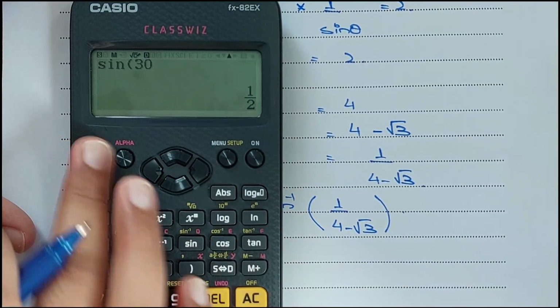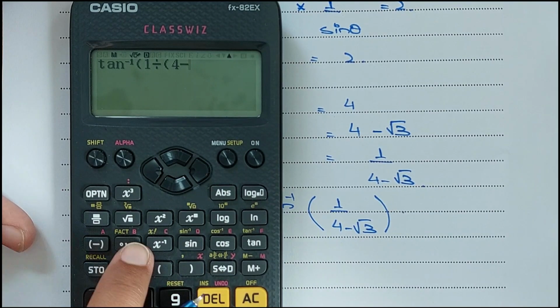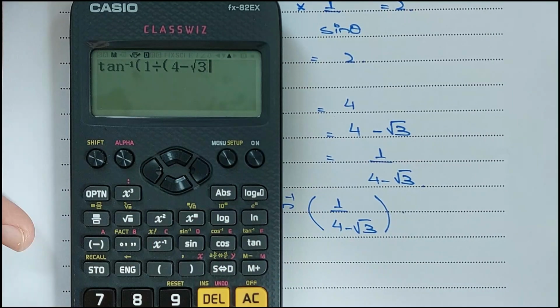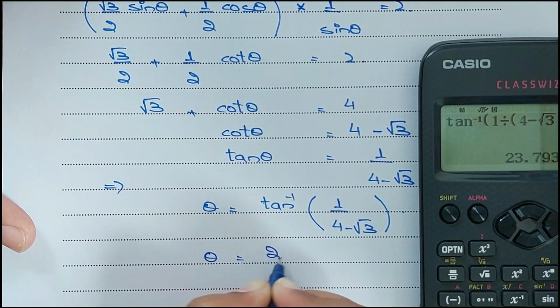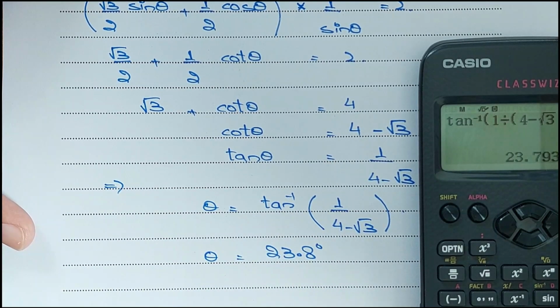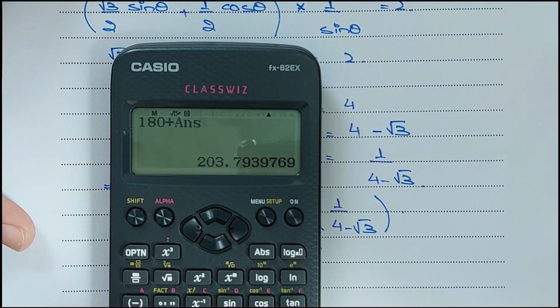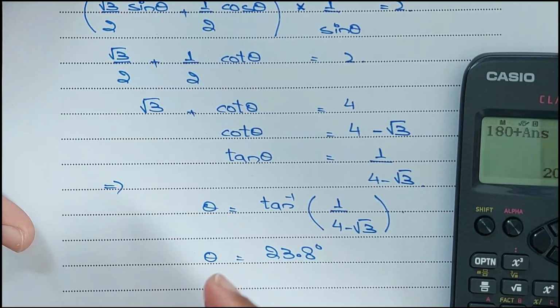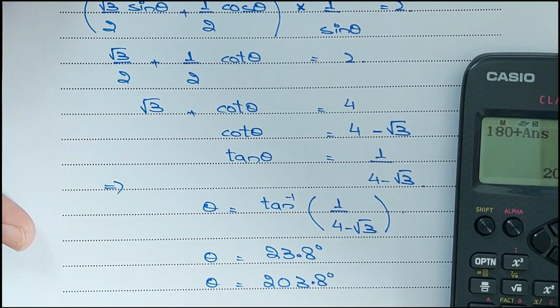Alright, so tangent inverse of 1 divided by 4 minus square root of 3 is 23.79, so 23.8. Theta is 23.8 degrees, and tangent is positive in the first and third quadrant. So for the third quadrant we do 180 plus theta, 180 plus the answer, which is 203.8 degrees. So these are the two solutions that belong to the given range of theta between 0 to 360 degrees.